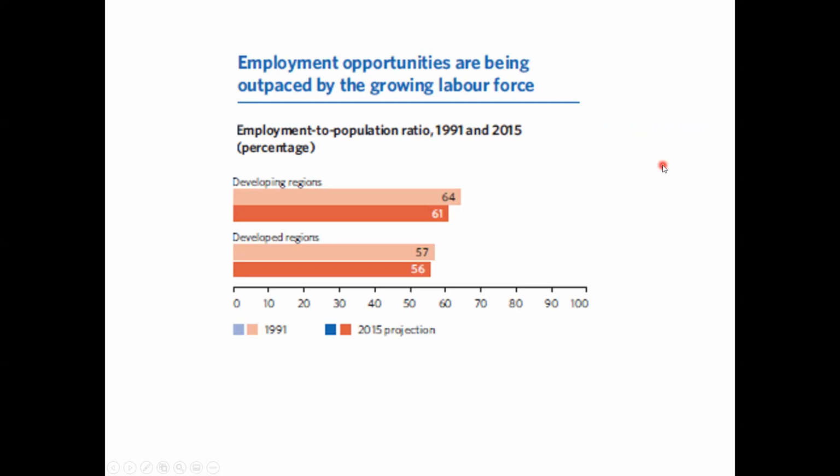Employment opportunities are being outpaced by the growing labor force. Here we've got the employment to population ratio, 1991 to 2015. In 1991 we had 64, and it's now down to 61, which means there are fewer jobs per person. If there were 100 jobs for 100 people, we would have a rate of 100. But here there were 64, now it's down to 61. It's not a huge change, but if it becomes a long-term trend, that would be concerning. We even see a small drop in developed regions. In terms of addressing poverty, this could be a problem if jobs to population are declining. If people don't have jobs, it's hard to stay out of extreme poverty.